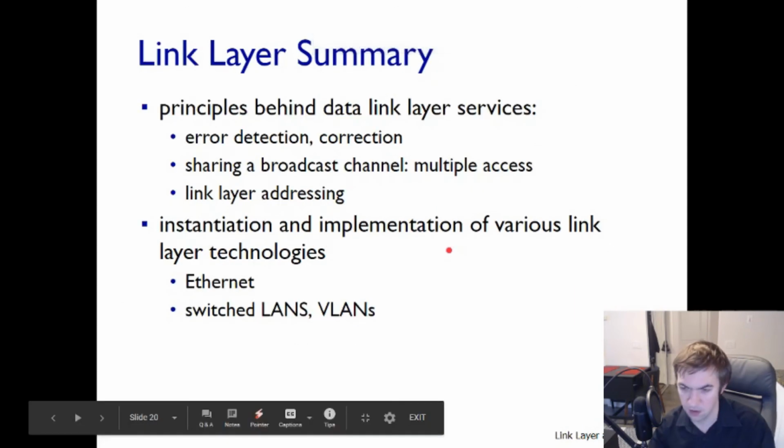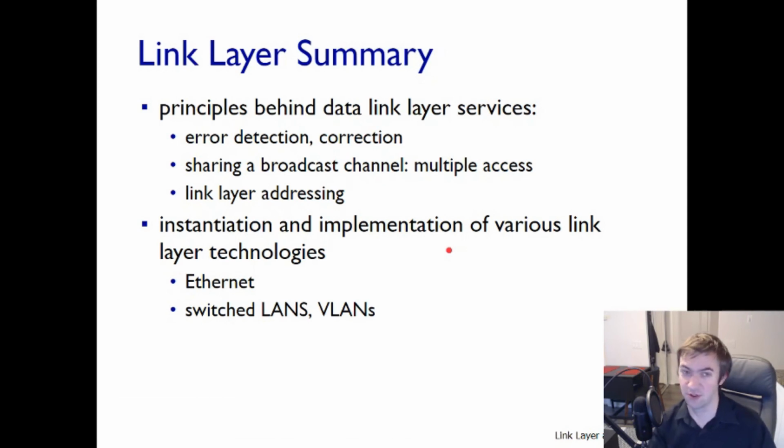Just to summarize what we've talked about with regards to the link layer, we looked at the principles behind the data link layer services. So this is things like how error detection and error correction are handled, how a broadcast channel is shared, how we do multiple access, and how we address things at the link layer level. We also took a quick look at instantiation and implementation of some of the link layer technologies. We looked at how Ethernet works, how switches work, the differences between those and hubs or splitters, what a switched local area network looks like, as well as virtual local area networks.